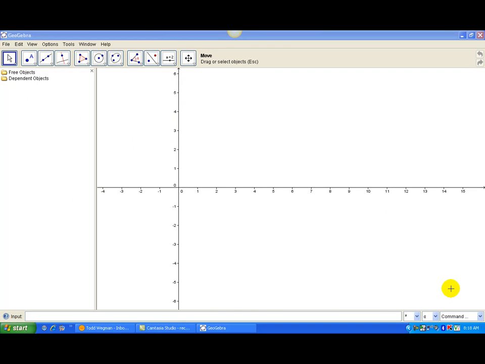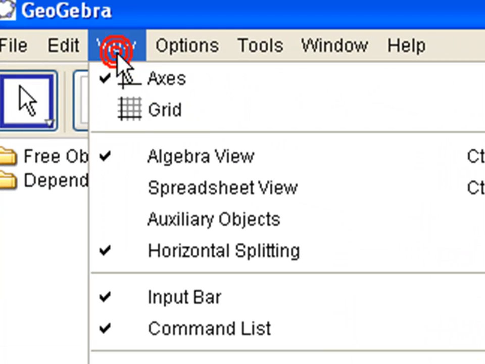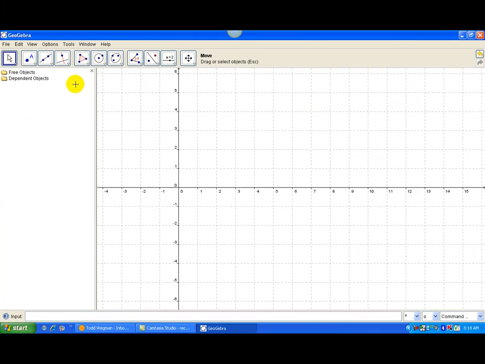This is GeoGebra. I'm going to show you some basic features of GeoGebra, and we're going to do this exact same problem using this program. Now, if I want to show the grids, I can go up to View and Grid. So I'll basically have your traditional graph paper. Now, what I'm going to do is go down to this input bar.